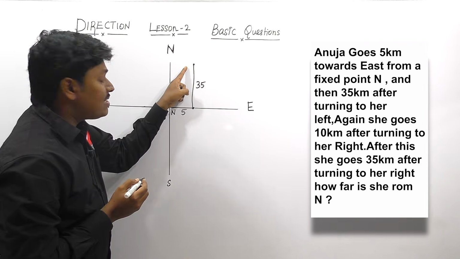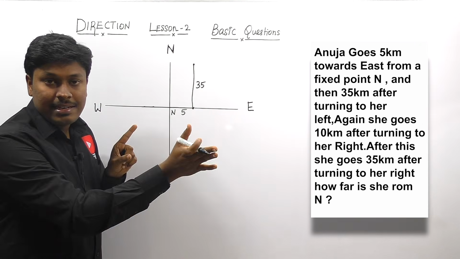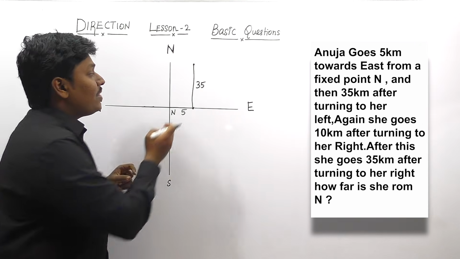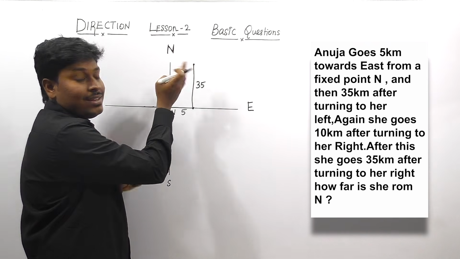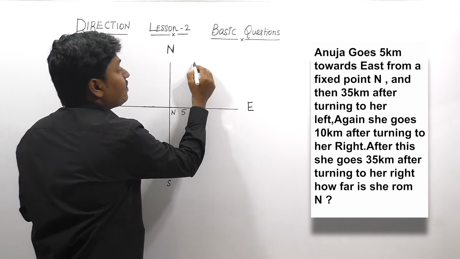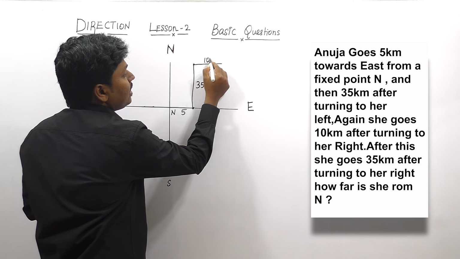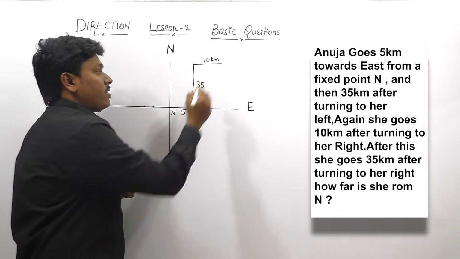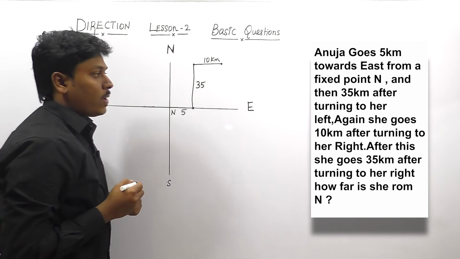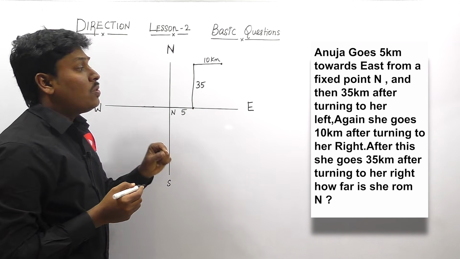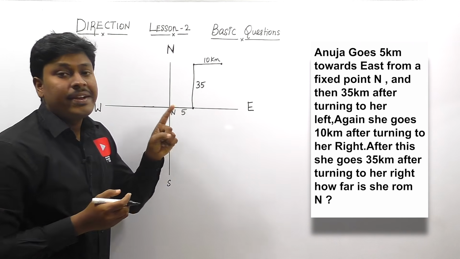Okay friends, again she goes 10 km after turning to her right. So friends, after reaching this 35 km, she is turning right and covering 10 kilometers. We know that if we move towards north direction, the right hand side will be this side. So after turning right, she is covering 10 kilometers. Okay friends, finally she is at this point.